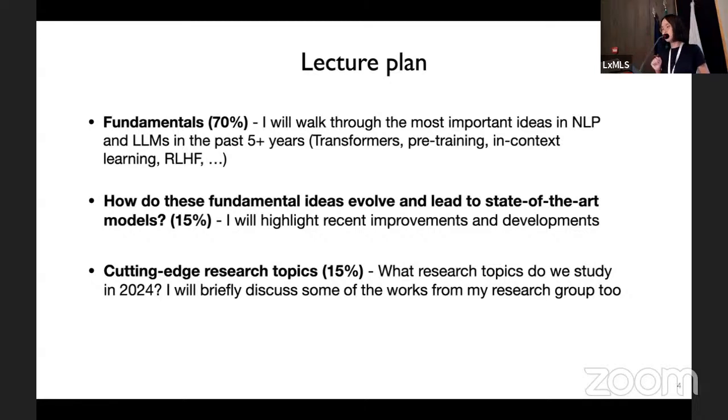For another 15%, my hope is that I will start with these most important papers, the seminal papers, but I'll also highlight how these fundamental ideas have been evolving over the past 5 years. I will highlight some of the recent improvements and developments, and hopefully you can have a good understanding of how these ideas lead to the current state-of-the-art models, such as ChatGPT or GPT-4, and also other open source models. Finally, I also want to touch a little bit on the cutting-edge research topics, I would say 15%.